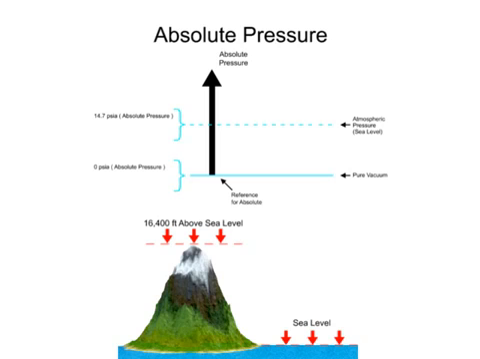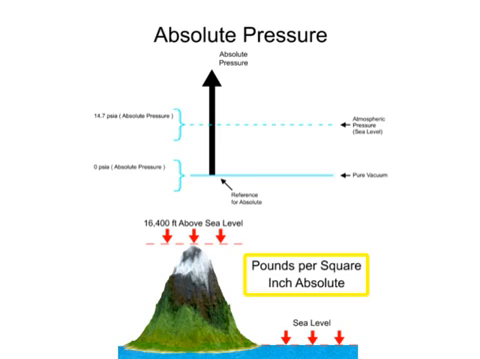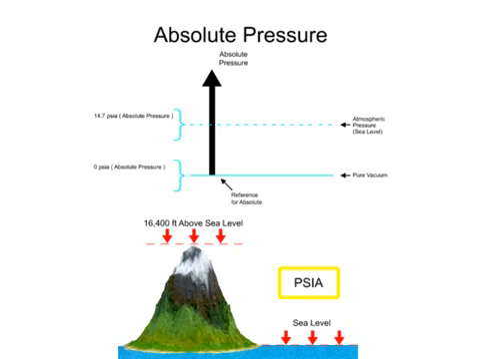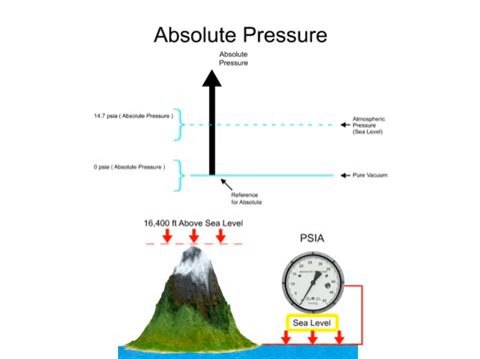The unit of measurement for absolute pressure is pounds per square inch absolute, abbreviated as PSIA. When the pressure sensing device is exposed to the atmosphere at sea level, the measurement scale will read 14.7 pounds per square inch.